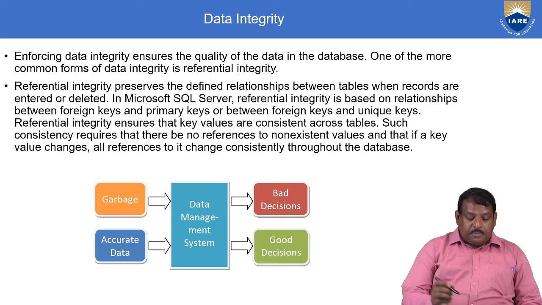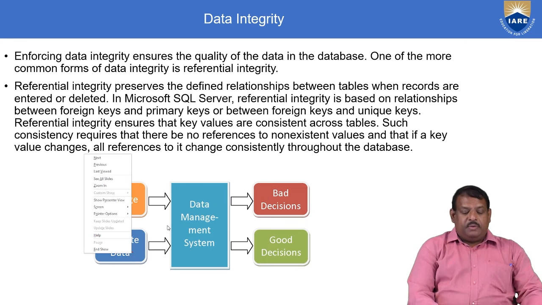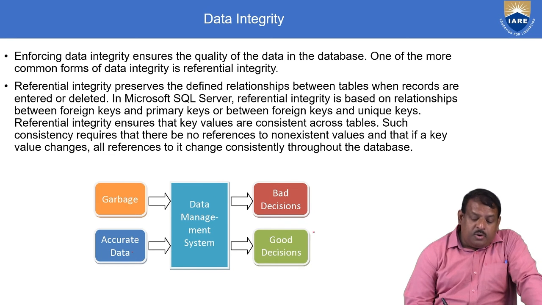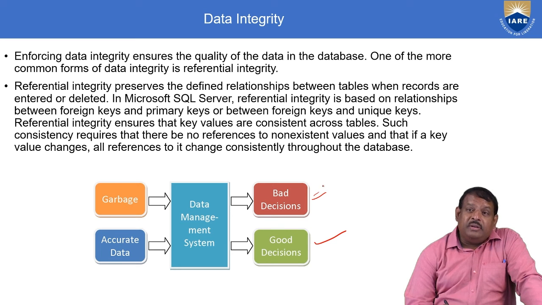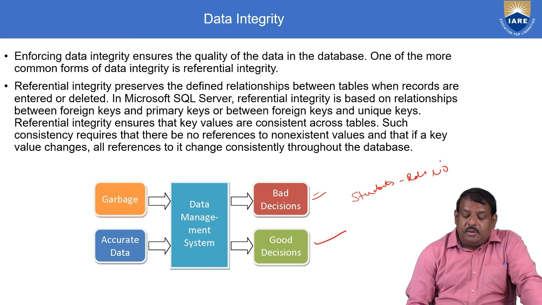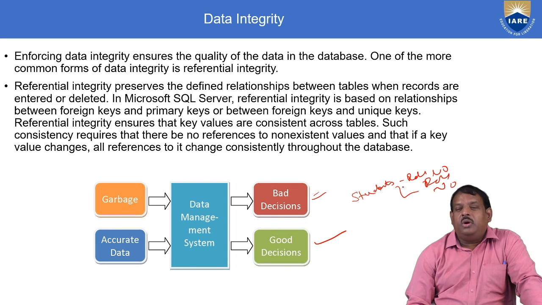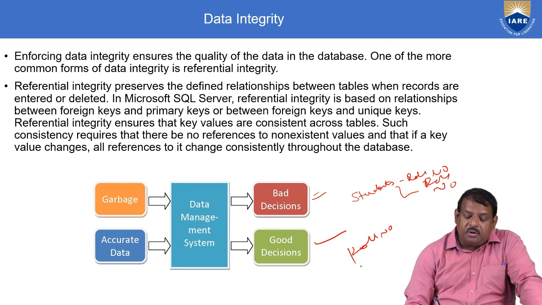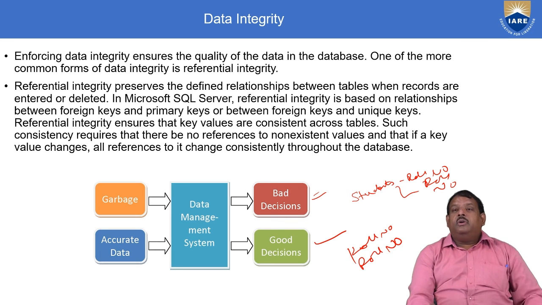If you're storing accurate data in the system, then you're going to get good designs. But if you're storing junk data or invalid data, then you might end up making bad decisions. For example, for every student there is a roll number, but by some mistake that same student has two roll numbers. When you print this student's data, you'll get two roll numbers. Now you are confused about which is right and which is wrong. This is going to give you bad decisions.